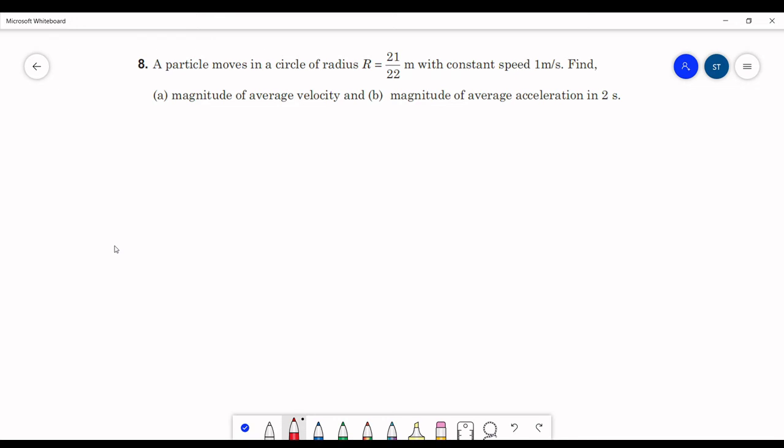So the question given is, a particle moves in a circle of radius 21/22 meters with constant speed of 1 meter per second. Find the magnitude of average velocity and the magnitude of average acceleration in 2 seconds. So here, first let us construct a circle.